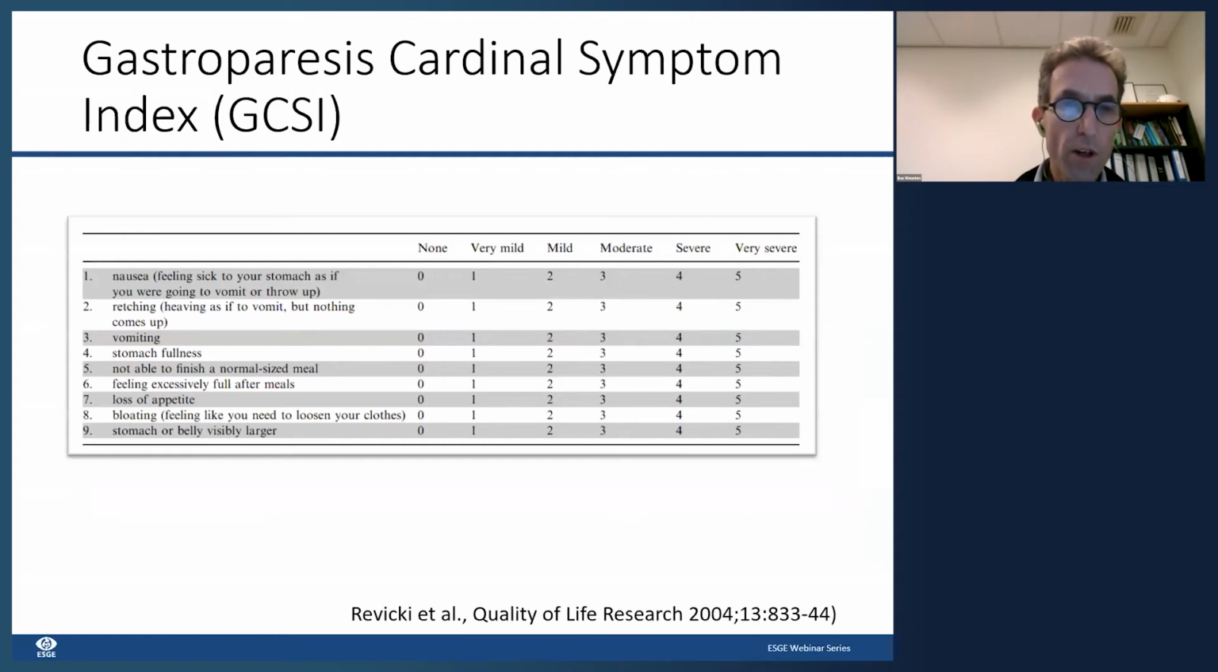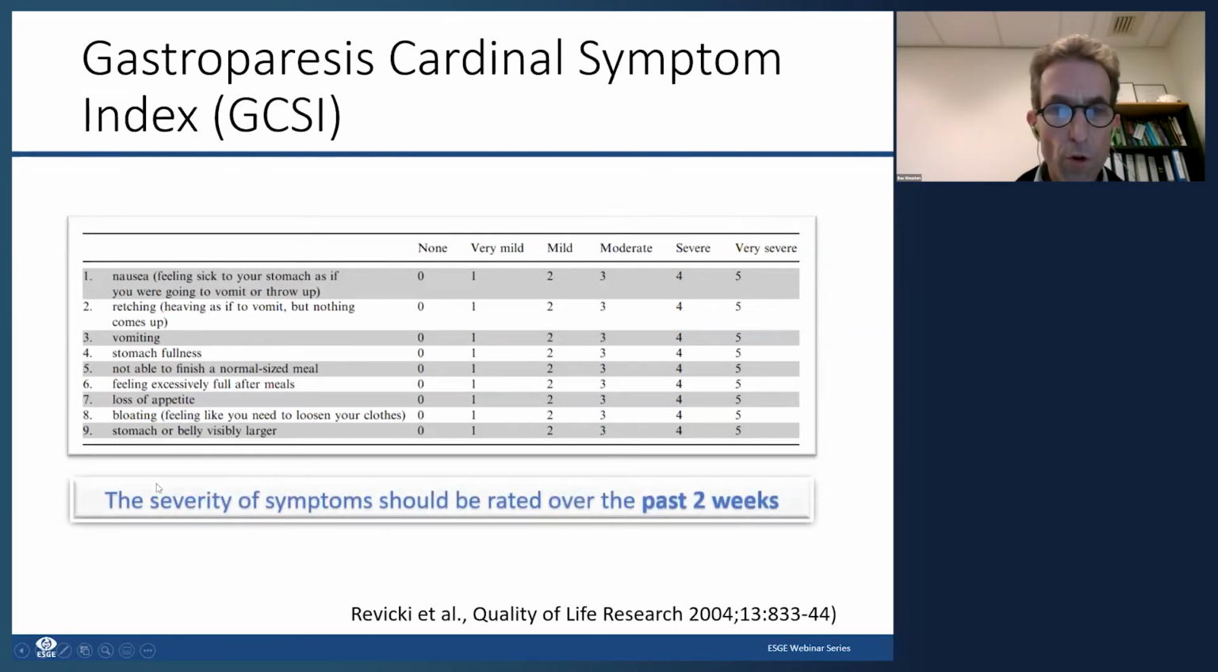more or less standardized way to assess symptoms in this difficult patient category. It is a questionnaire, a self-reporting, so to speak, on several items: nausea, retching, vomitus, stomach fullness, not able to finish a normal sized meal, excessively full feeling after meals, loss of appetite, bloating, and visibly larger stomach. And those should be reported over the past 2 weeks.